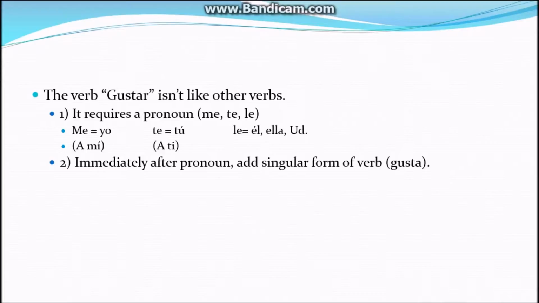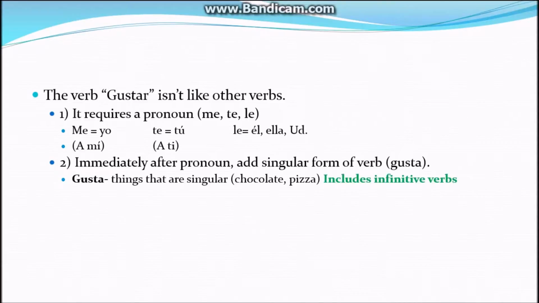Immediately after that pronoun, the me, te, or le, we need to add the singular form of the verb, which in this case is gusta. So gusta we use to express things that are singular. This also includes infinitive verbs, regardless of how many infinitive verbs there are. So for example, chocolate, chocolate singular, pizza singular as well.